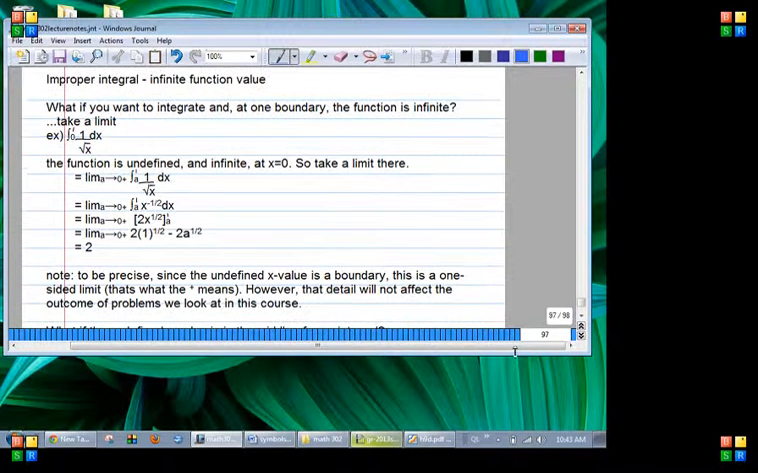Okay. So one little comment. To be precise, since the undefined x value is a boundary, this is really a one-sided limit. So that's what that little plus, if you're wondering what that little plus was, it means we're really taking the limit as a goes to 0 from the positive side. And if you think about which x values we're concerned with, this makes sense. We're only concerned with x values from 0 to 1. So we really only care about what are the x values on the positive side going to 0.